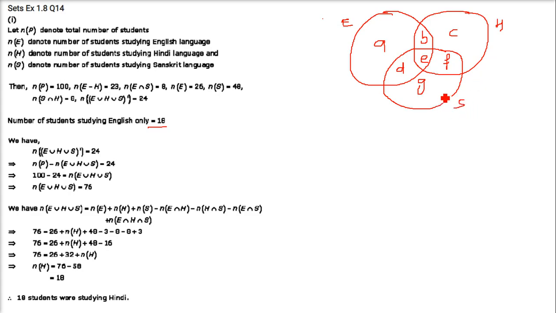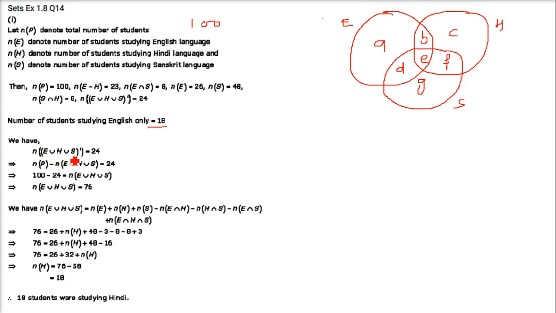So first of all, we have n(U), total is 100. E but not H, E minus H is 23. Then we have E intersection S, that's English and Sanskrit, is 8. Only English is 26. And then the number of persons in Sanskrit is 48. Sanskrit and Hindi is 8. And then this is very important: no language. So 100 are total, and no language means the complement of E union H union S. Just take all of them and complement. So this is 24.